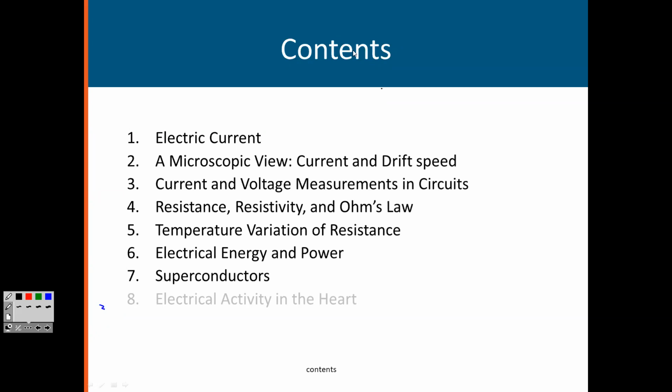How many of you remember the definition of electric current, the formula? Please respond. Abdullah, what is an electric current? How did we define it?